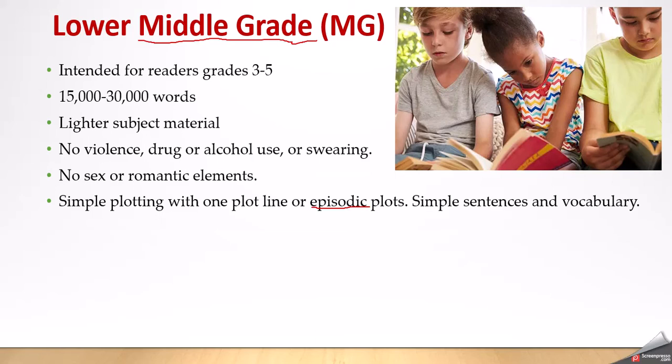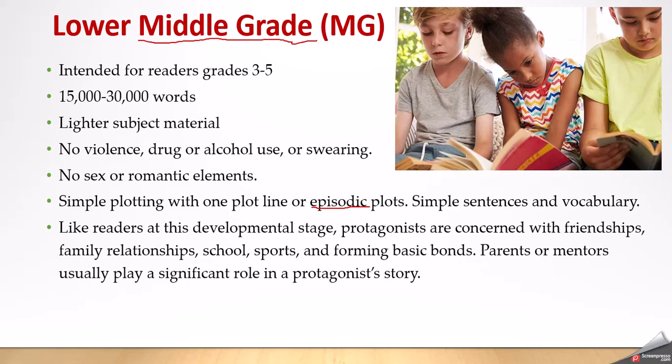In terms of language, these books have interesting plots, fun characterization, but still simple sentences, and a little bit more vocabulary. It's an age range, grades 3 to 5, where kids really start to stretch their vocabulary. So that's something to look for as well. Readers in this developmental stage, the protagonists are like the readers. They're concerned with things like friendships, family, relationships, school, sports, forming basic bonds. Parents and mentors are going to play a significant role in the protagonist's story.